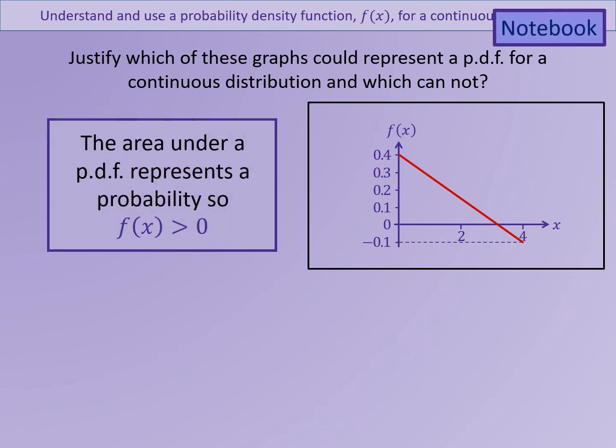For the second one, the area under a PDF represents probability. This means that for any x values, probability always has to be greater than 0, because probability is always between 0 and 1. And we can see that for this section here, the area will be negative because the graph dips below the x-axis. So therefore this could not be a PDF because we have negative probability for part of the graph.